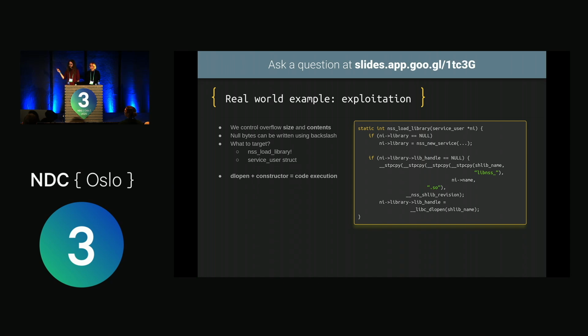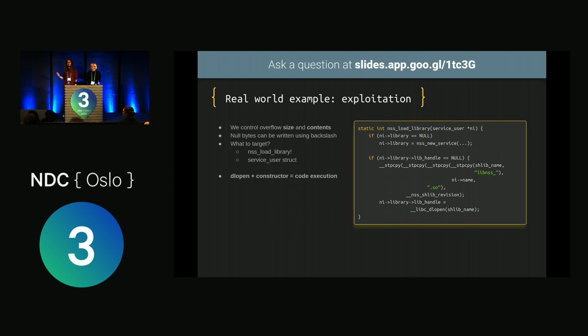And then it gets to this next if test. It checks if the library's lib handle is also null. And this will be true if the first if block is true. And in this case, it will construct a shared library name using this horrible chain of stpcpy calls. And the library name will end up being libnss_, and then whatever is inside of this service user struct, .so, and then there's a revision at the end, which is .2 for some reason. I'm not sure why. If you know, please let me know.